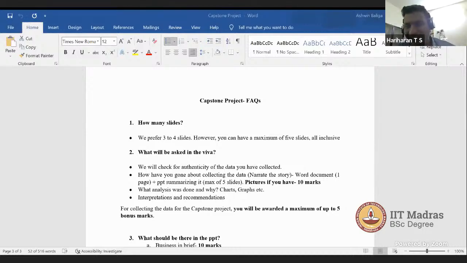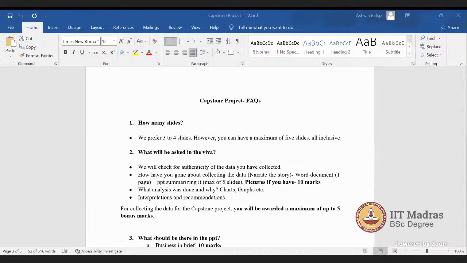Ashwin, can you see the problem? Yeah. I mean, this is something I did not know as well. But don't worry, I'm going to give you all marks. Don't worry about that.